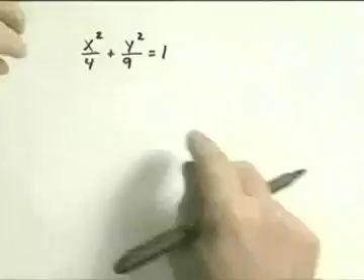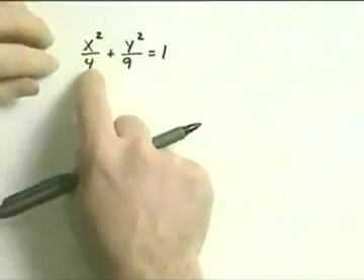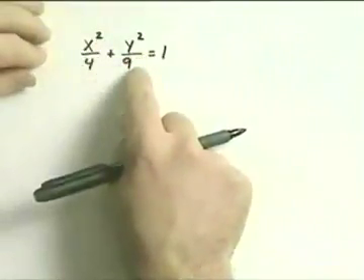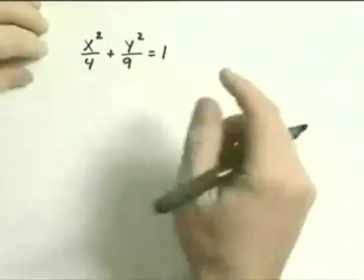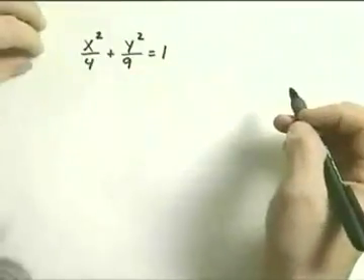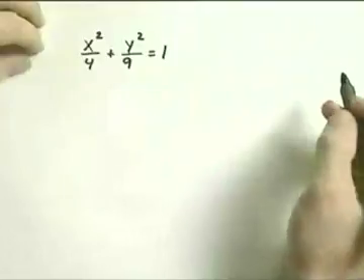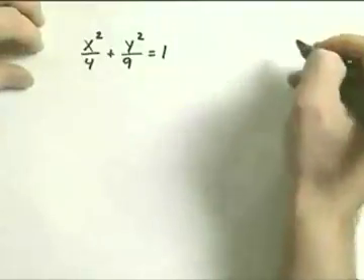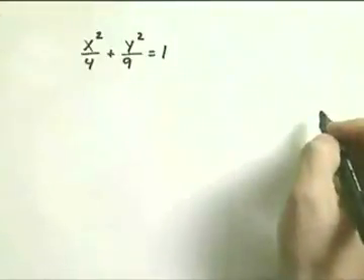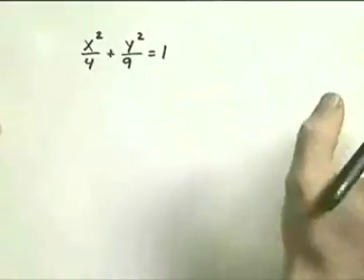In this next problem, we're going to want to find parametric equations that describe the motion about the ellipse x squared over 4 plus y squared over 9 equals 1, where the motion is going to begin at (2, 0) and be in the clockwise direction. And it's going to require 2 seconds for a complete revolution.